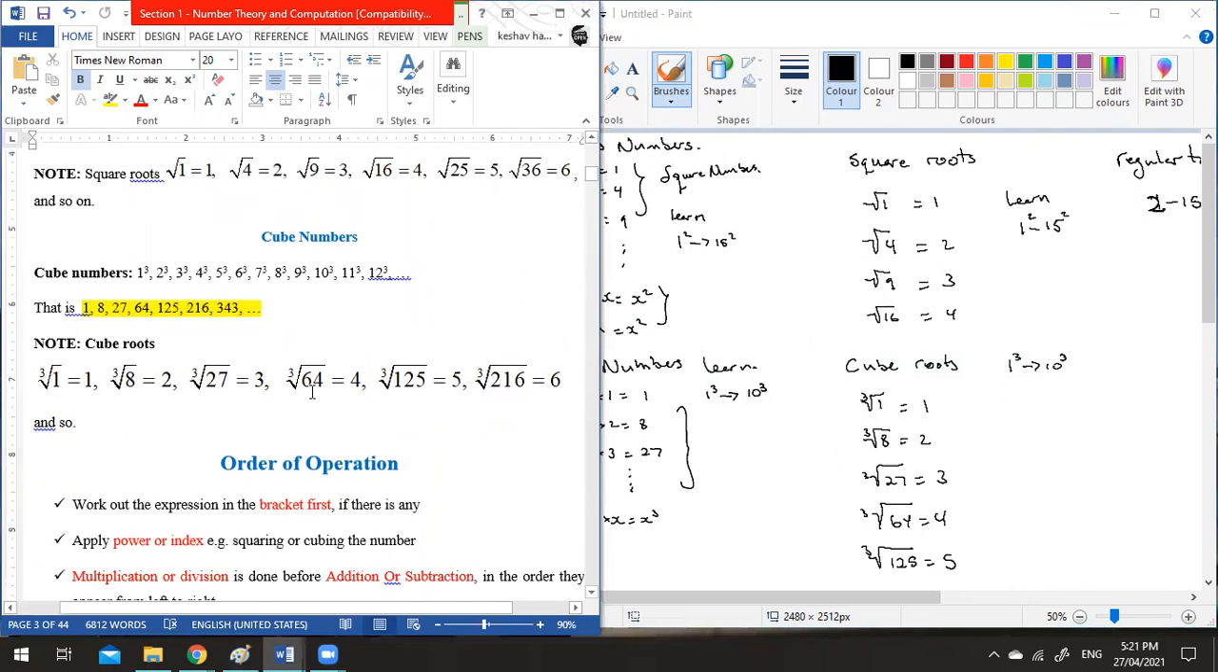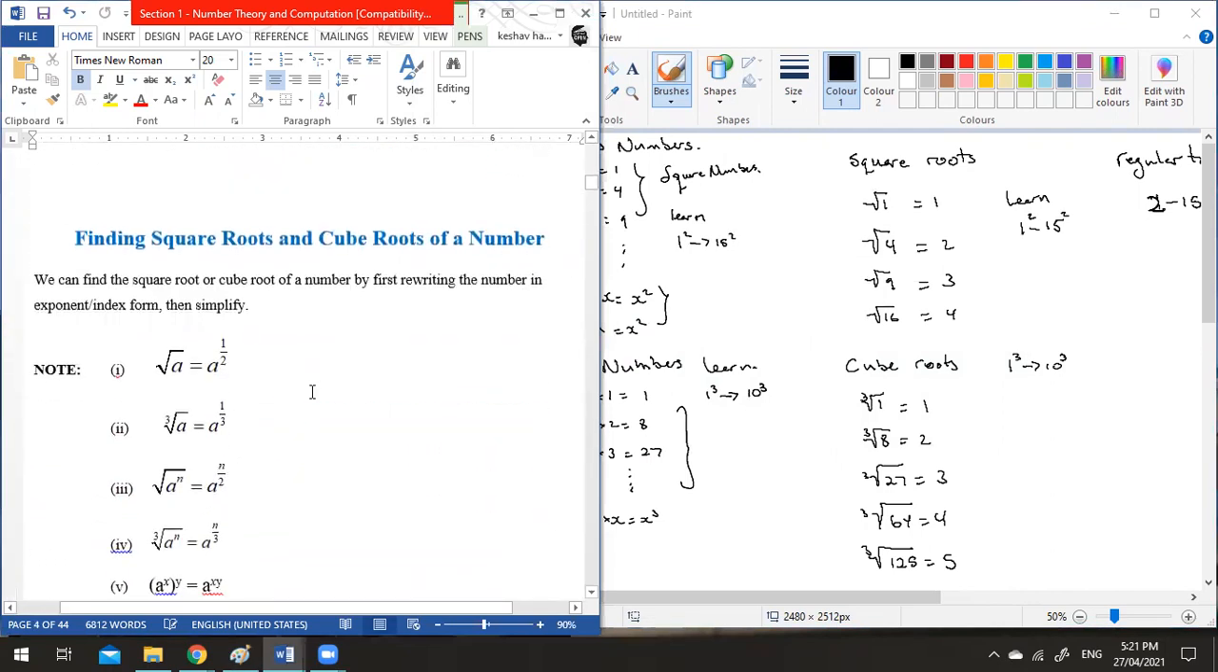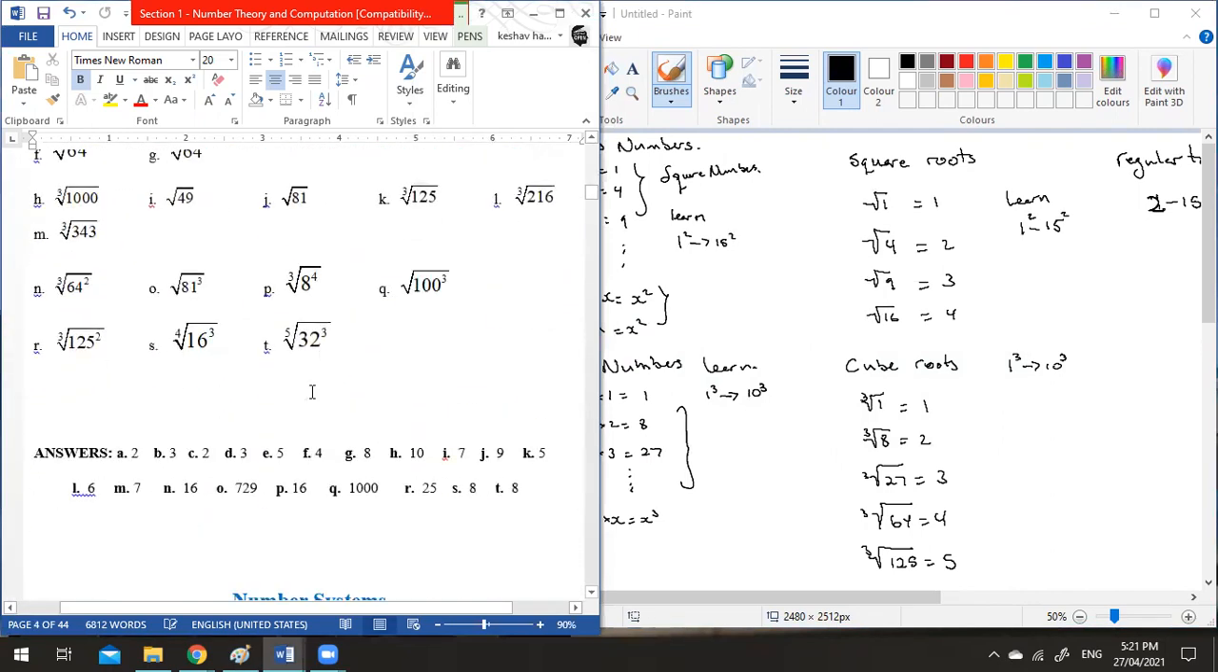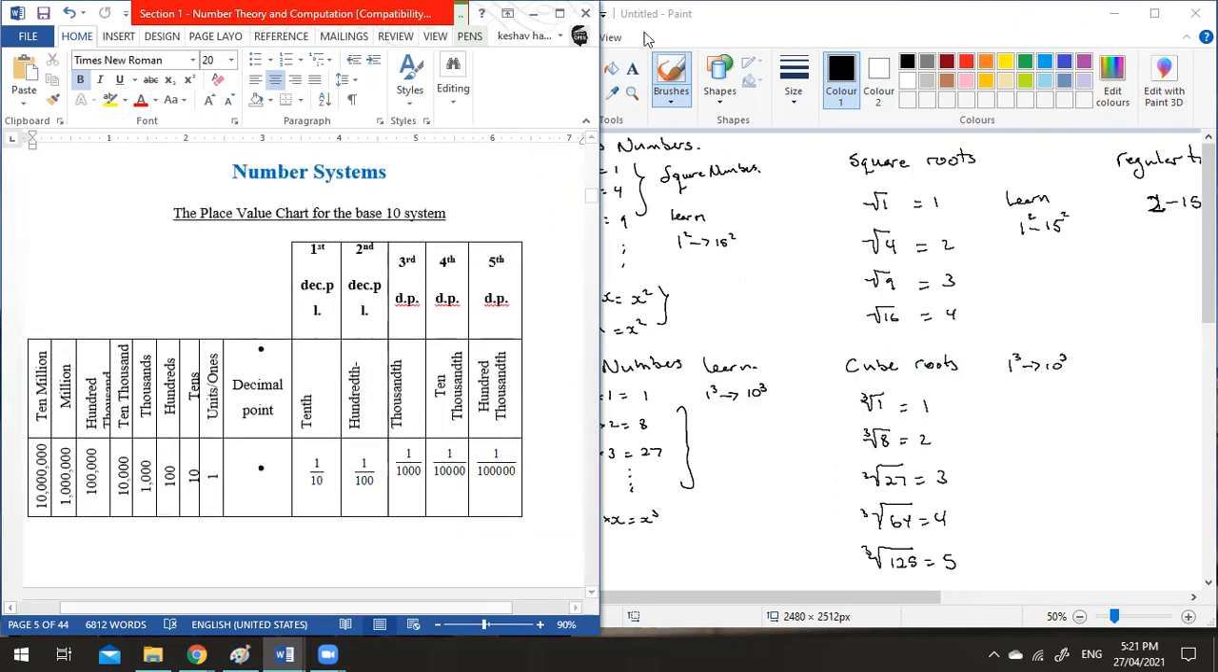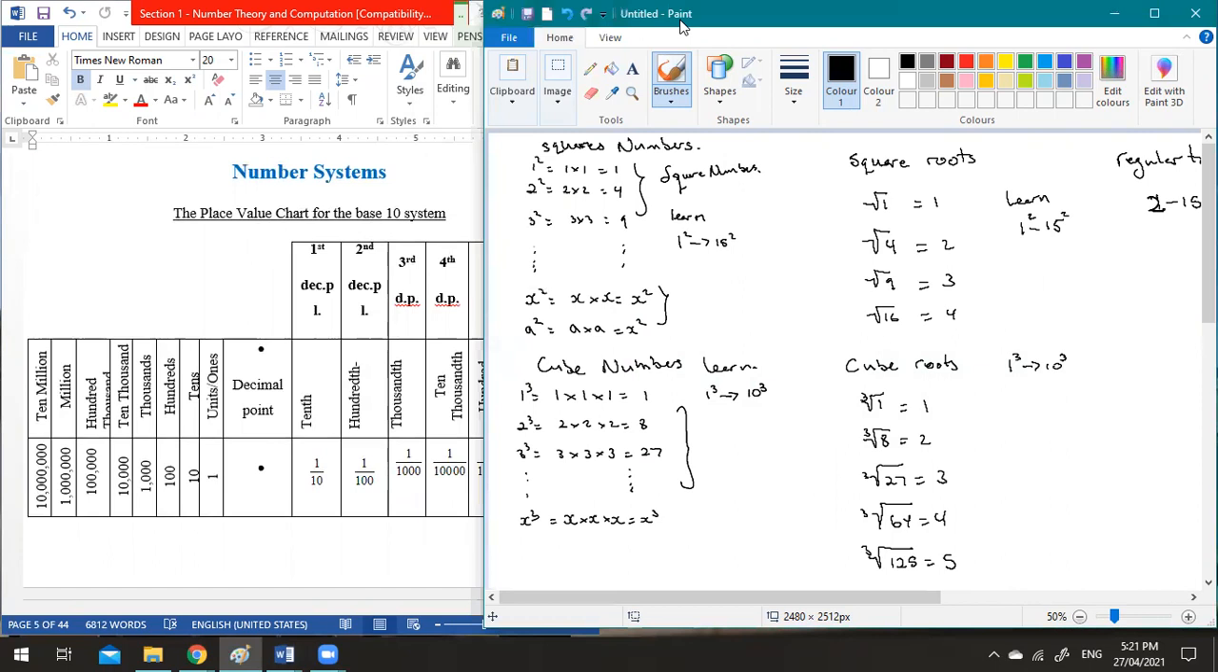And we did order of operations in the last class. I'm going to go through order of operations. All right. And we are going to place values. This table on the left hand side is very important in terms of your place values.